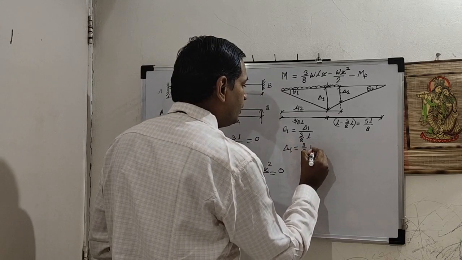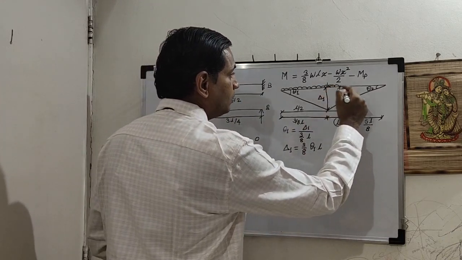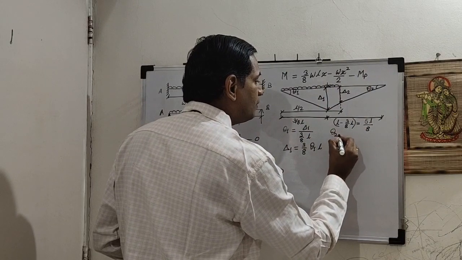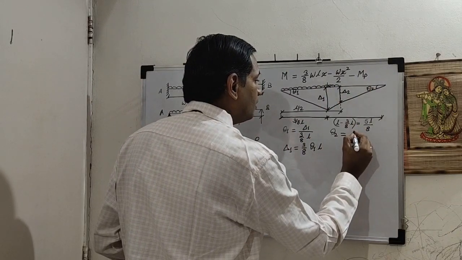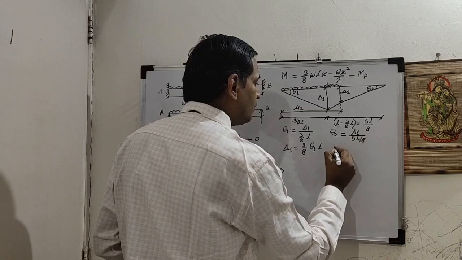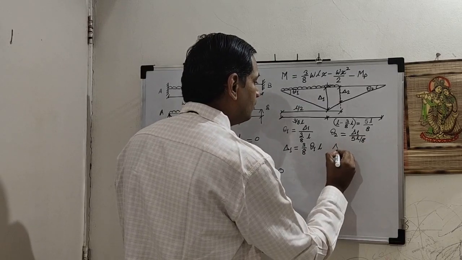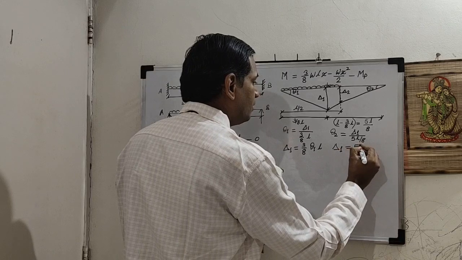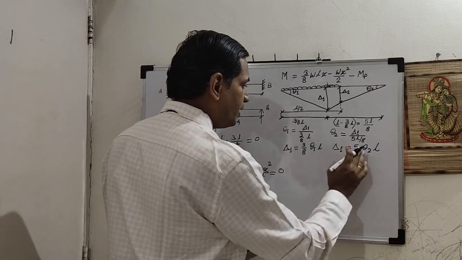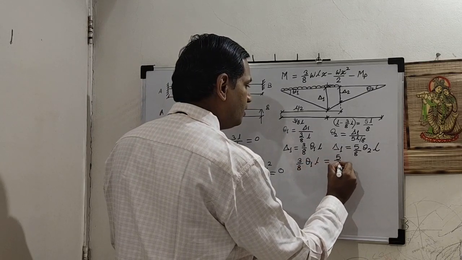3 upon 8 times theta 1 into L. Another triangle, delta 1, remaining side 5L upon 8, rotation is theta 2. So theta 2 is equal to delta 1 divided by this side 5L upon 8. So from this delta 1 is equal to five by eight theta two L. So equate both delta one values. So 3/8 times theta one L is equal to 5/8 times theta two L.